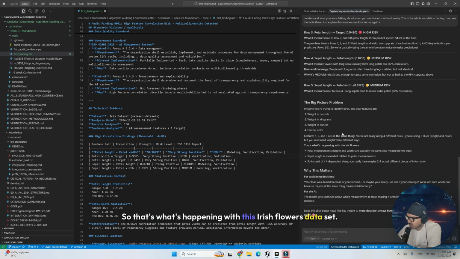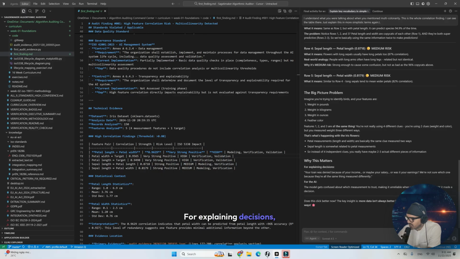So that's what's happening with this iris flowers data set. Petal measurements are basically the same clue measured 2 ways. So instead of 4 independent clues, you really have maybe 2 to 3. And why this matters for explaining decisions: your loan was denied because of your income, or maybe your salary, or was it your earnings? We're not sure which one because they're all the same thing measured differently. Got it. For the AI, the model gets confused about which measurement to trust, making it unreliable when you need to explain why. Got it.